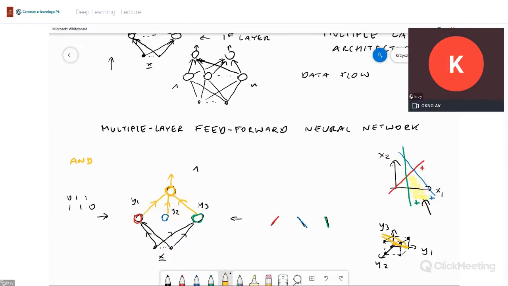So I can always separate this vertex from all the remaining ones using a hyperplane. I can always separate a vertex from the remaining ones. That means I can always perform an AND operation. So the second layer neuron is extracting, and what are the regions? We have half planes, and we have an intersection of half planes.